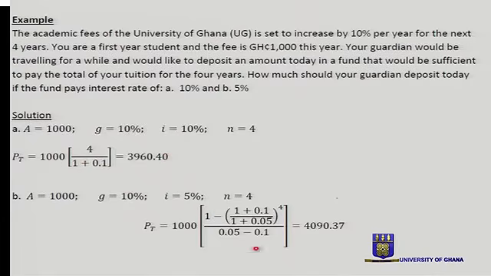But in the instance where your G is not the same as your I, it means that the rate at which the academic fees is growing is 10%, and then the fund pays 5%. G is not equal to I. We use the more elaborate expression, and we have this value.